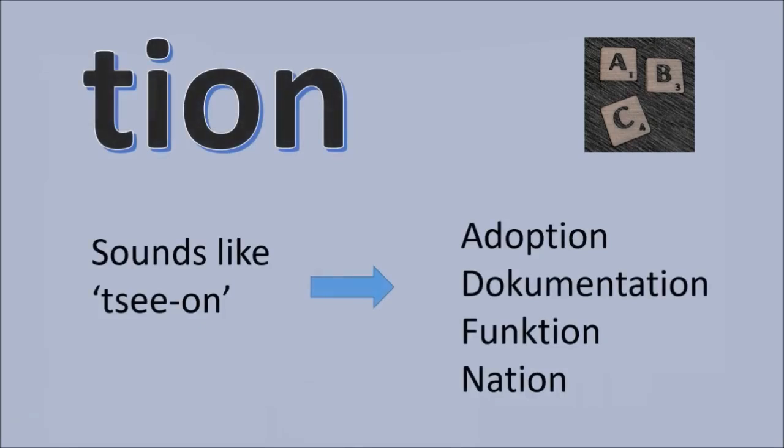T-I-O-N. A lot of words end in T-I-O-N, and that's pronounced like Zion. So it's more like a T-S or T-Z even, Zion. Adoption, Dokumentation, Funktion, Nation.